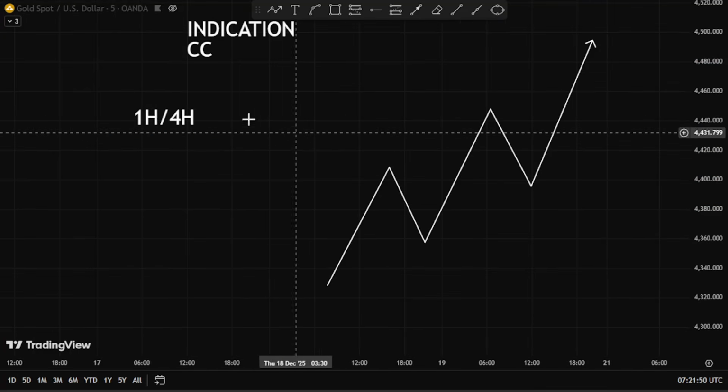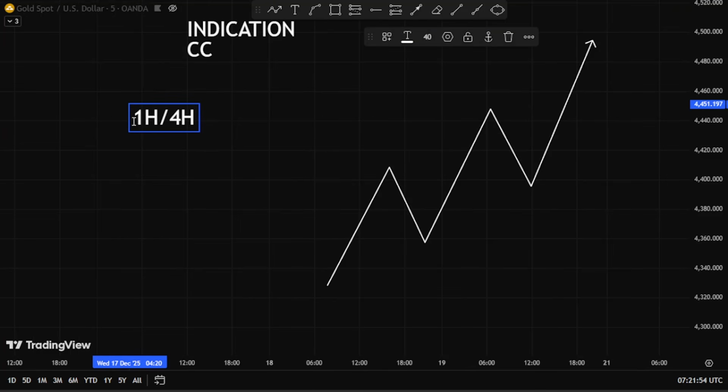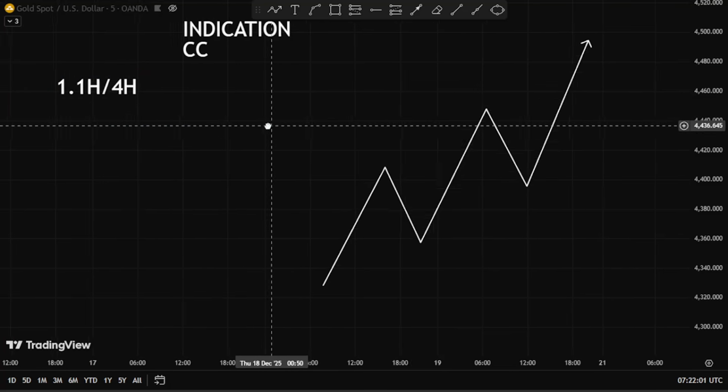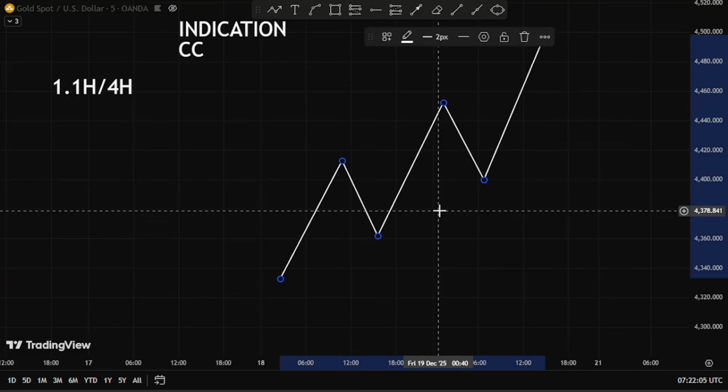So for the ICC, we start our analysis on a higher time frame. Let me put this here. The first thing you do for ICC is go to the higher time frame, such as the 1 hour or the 4 hour time frame. This is where you're going to be doing your analysis. I put it there for you so that you can take notes.